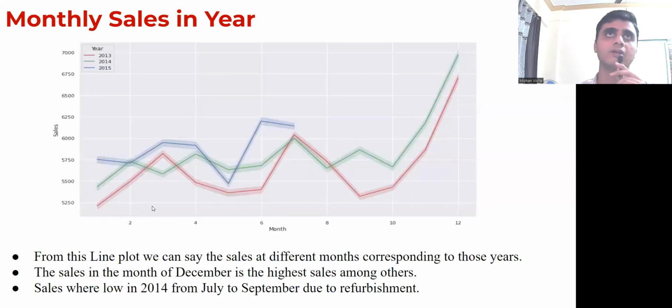Monthly sales in year. From this line plot, we can see the sales in different months corresponding to those years. The sales in the month of December are highest among the others, and sales for 2014 from July to September are very low because the stores were closed for refurbishment.